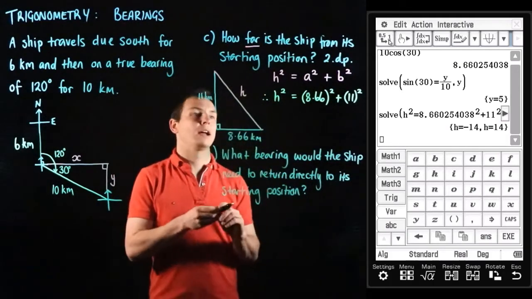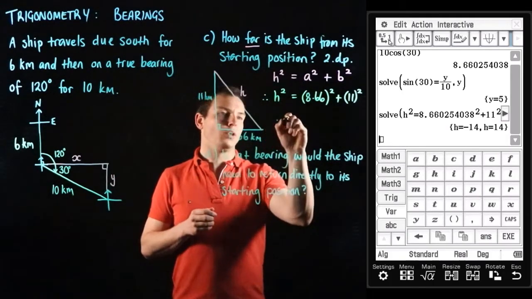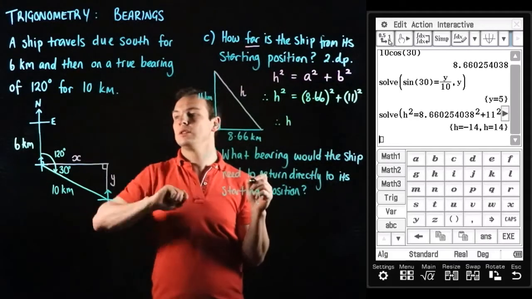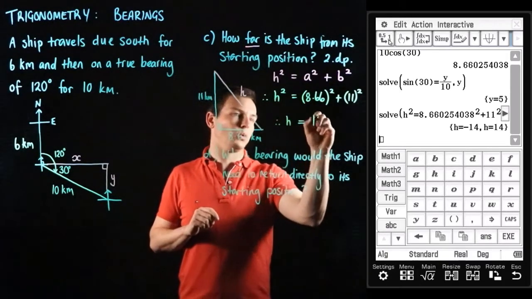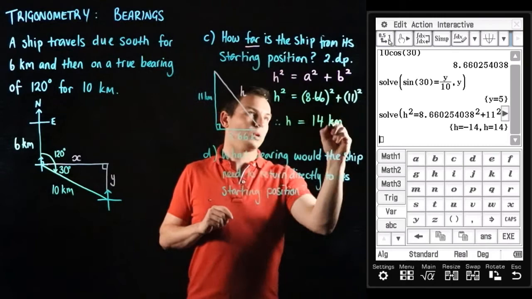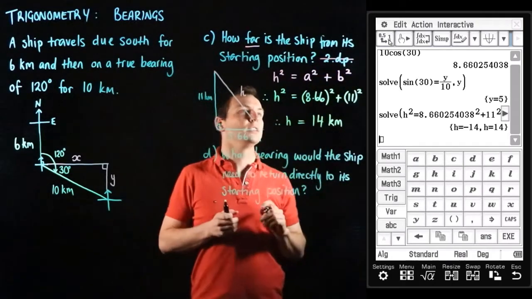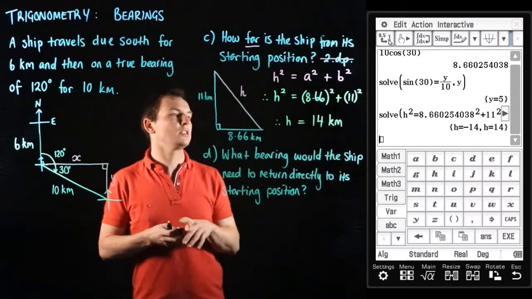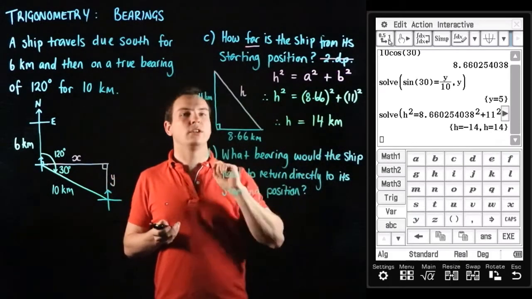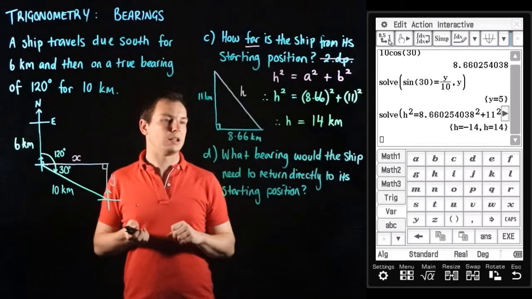So the answer to part C is therefore the length away from the starting position is going to equal 14 kilometers. So we didn't actually need the instruction in this case to 2 decimal places. So I didn't need to put that there, so I apologize. We actually get that this is an exact value of 14 kilometers away from the starting position.